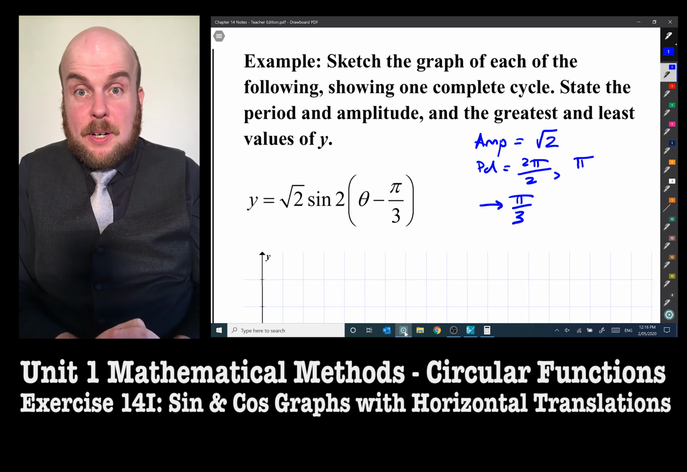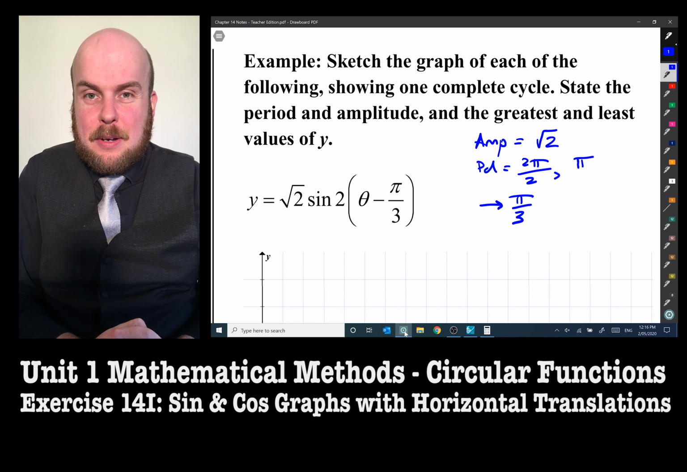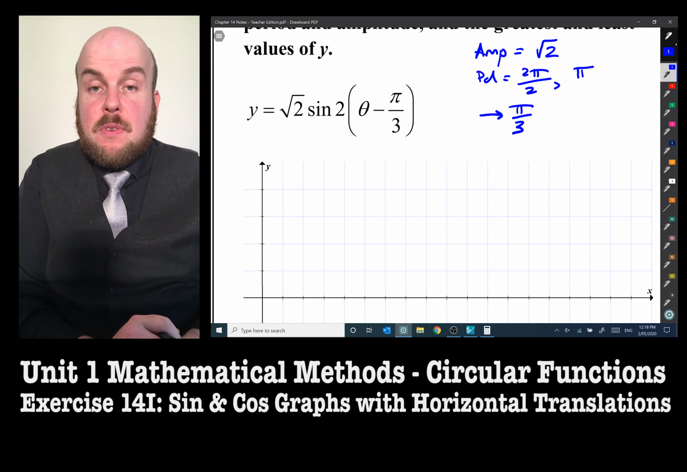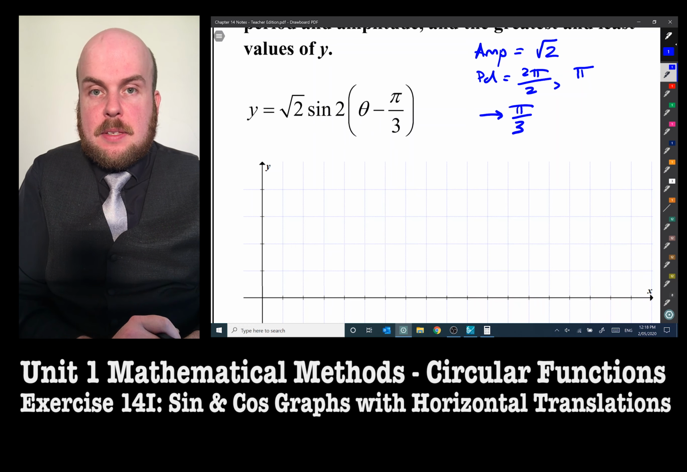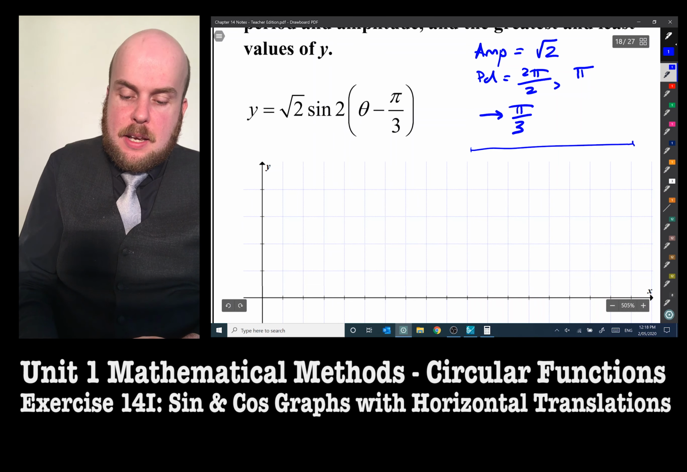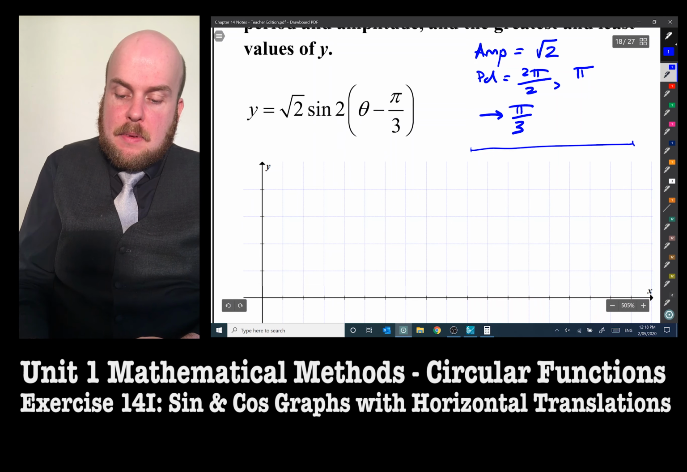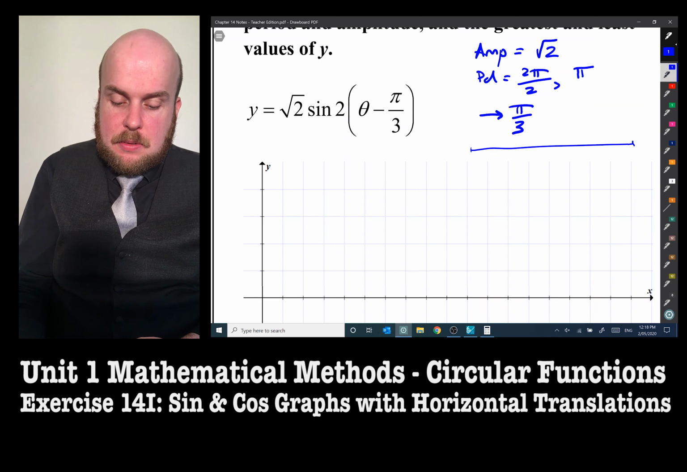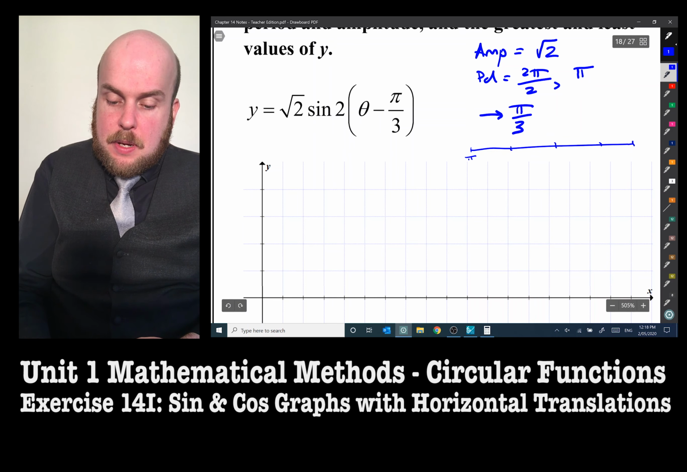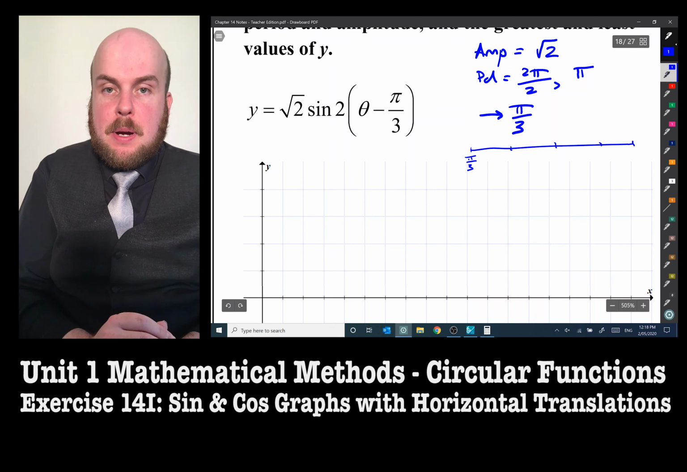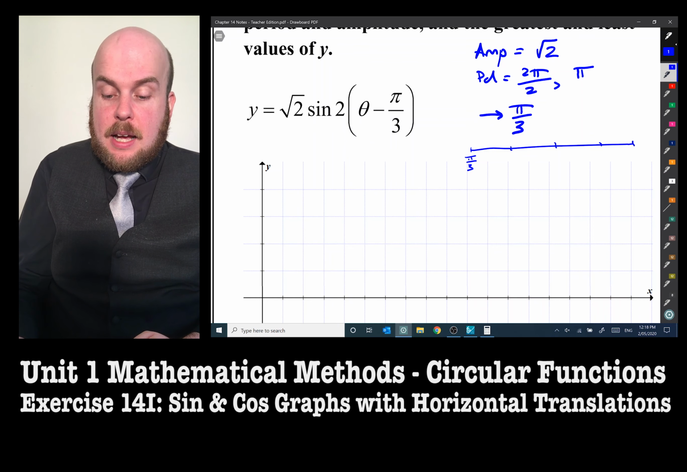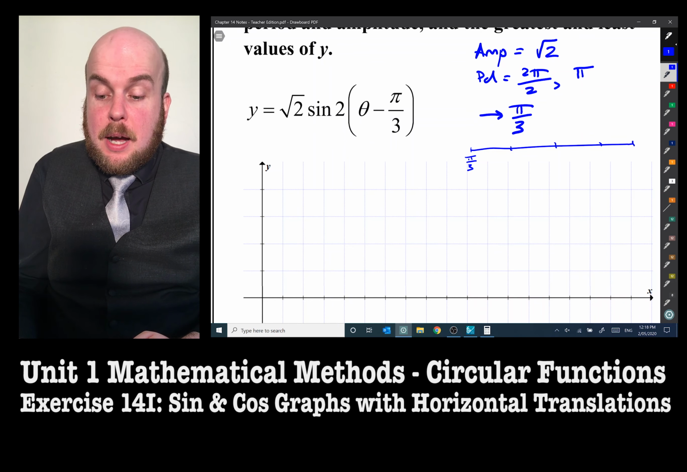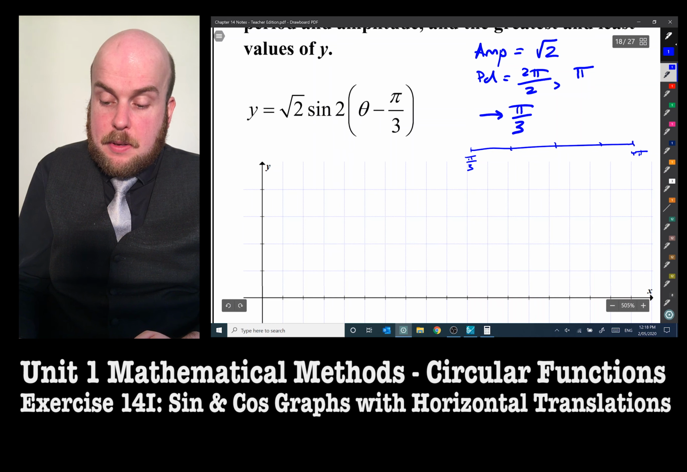Okay, so this is where things get a little bit challenging. So it's moved over to the right by pi on 3. One of the things I'd recommend is doing a very rough number line, again breaking up into little quarter bits. So 1, 2, 3. We know instead of 0, it starts at pi on 3. And instead of pi, because that's the period, it's pi plus pi on 3, which would be 4 pi on 3.